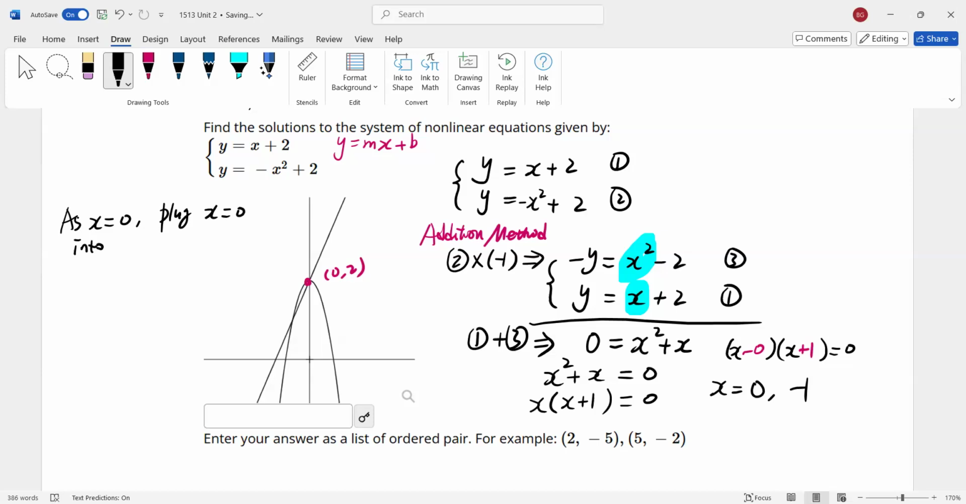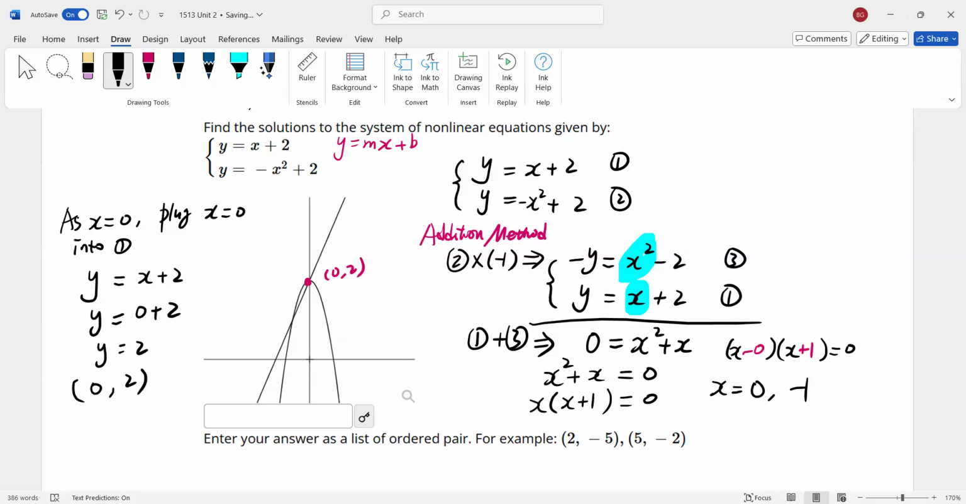Equation 1 obviously is easier, right? Simpler. So we're going to plug x equals 0 into equation 1. Equation 1 says y equals x plus 2. So we have y equals 0 plus 2, which is 2. That means when x assumes a value of 0, the corresponding y value is 2. We have the first solution, 0, 2.